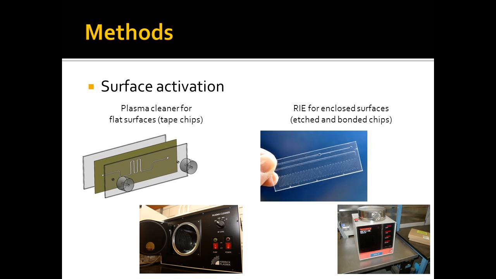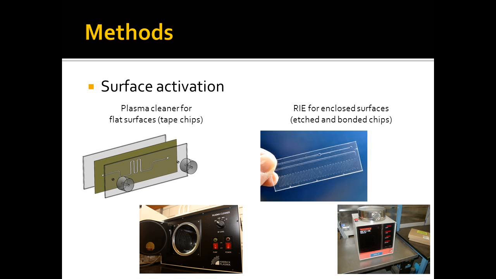Before either type of device can be coated, we have to plasma treat to activate the surface, yielding a sufficient number of dangling bonds in order for the coating to adhere and provide a uniform coating. This is done in a couple different ways. We use a Herrick plasma cleaner to treat flat surfaces, flat taped chips, before we assemble them. That can activate the surface, coat them, and then chip assembly.